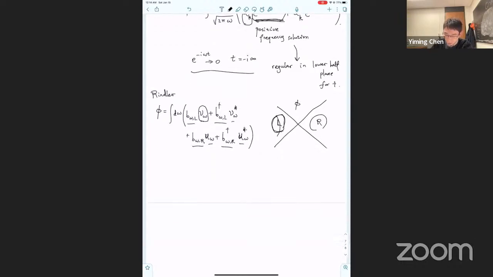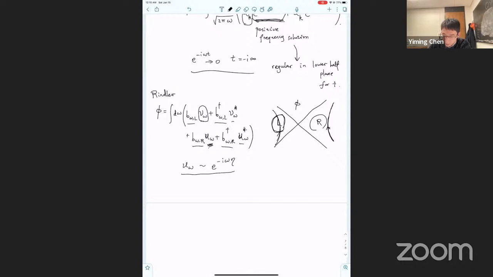And let's first look at the right wedge. So in the right wedge, if we increase eta, we go upwards, okay? So we know that the U omega should have a form. Here I only write down its dependence on eta. It should have a form that is like e to the minus i omega times eta, okay? That will be a positive frequency solution in the right wedge. What about the left wedge?